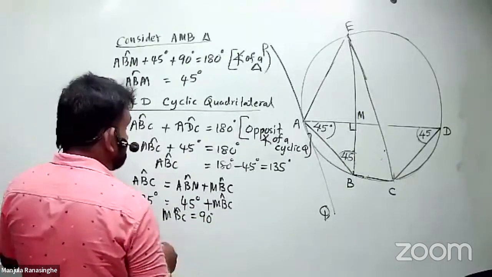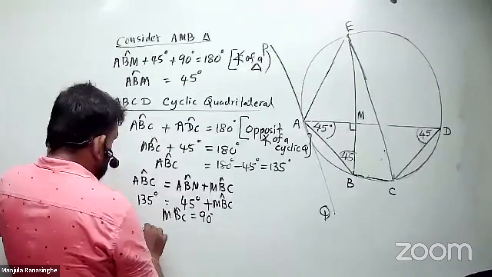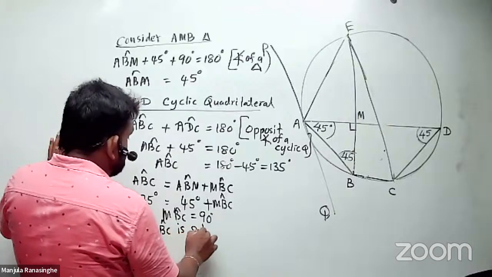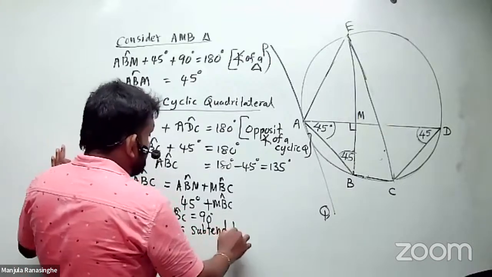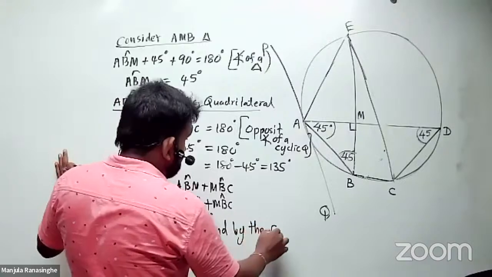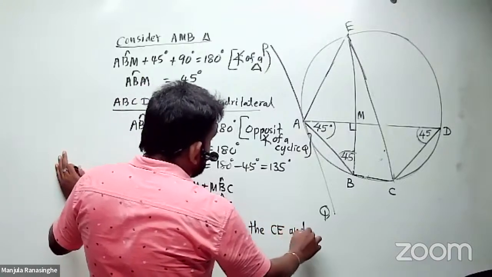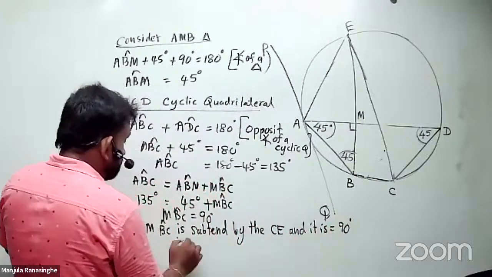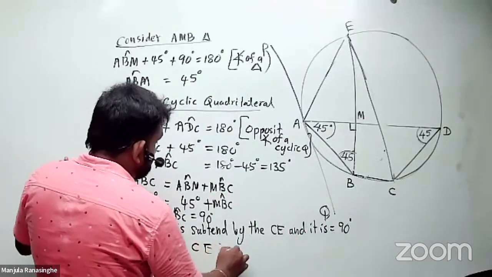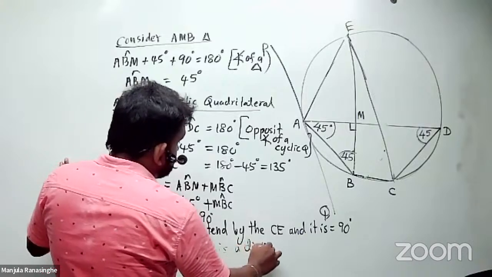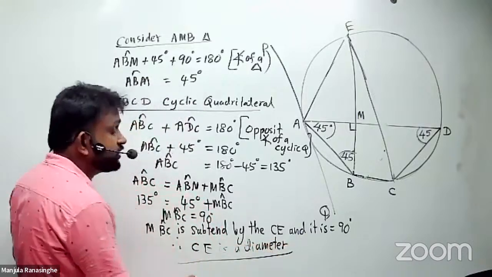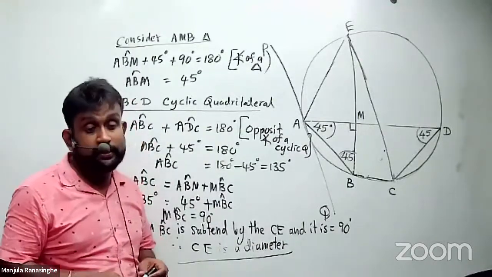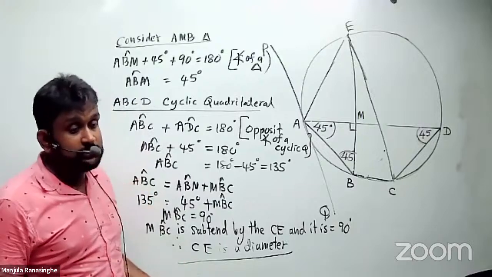So now you write, MBC is subtended by the CE and it is equal to 90 degrees. Therefore, CE is a diameter. Why? Only from the diameter does the angle subtended on the semicircle become 90 degrees. Right. So that is the logic.